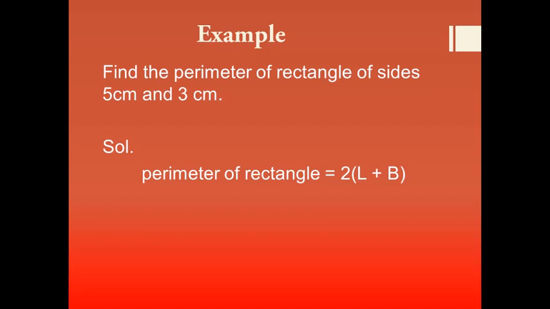Let's do an example. Find the perimeter of a rectangle of sides 5 centimeter and 3 centimeter. Solution. Perimeter of a rectangle is equal to 2 into L plus B. So 2 in bracket 5 plus 3 is equal to 2 into 8. 2 eights are 16. So perimeter of the rectangle is equal to 16 centimeter.